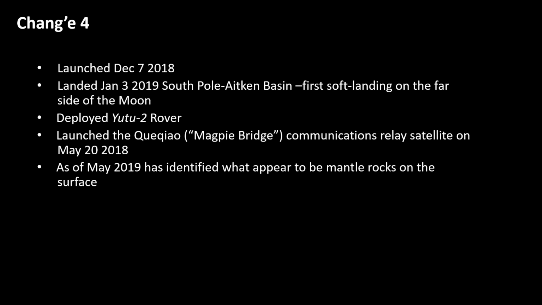Chang'e 4 was launched on December 7, 2018 and landed on January 3, 2019 at the South Pole Aitken Basin. This was the first soft landing on the far side of the Moon. This mission deployed a Yutu-2 rover and launched the Queqiao Magpie Bridge communications relay satellite on May 20, 2018. As of May 2019, it had identified what appear to be mantle rocks on the surface of the Moon.